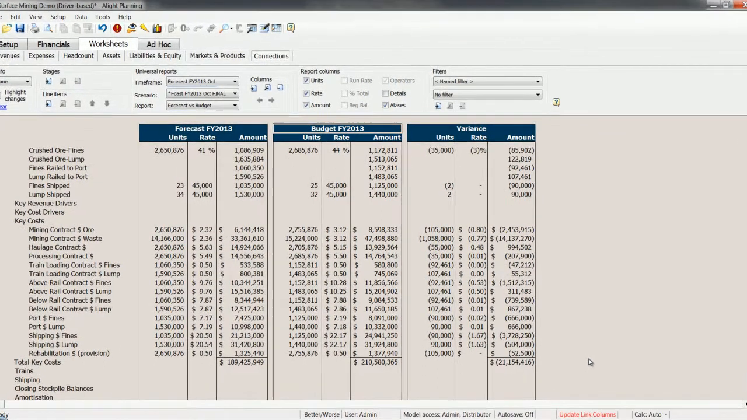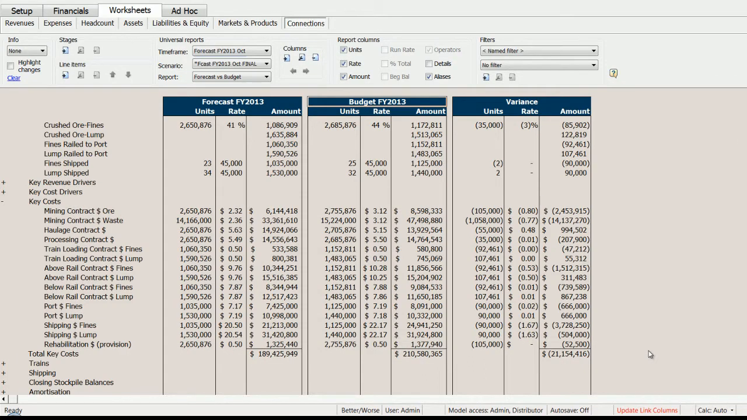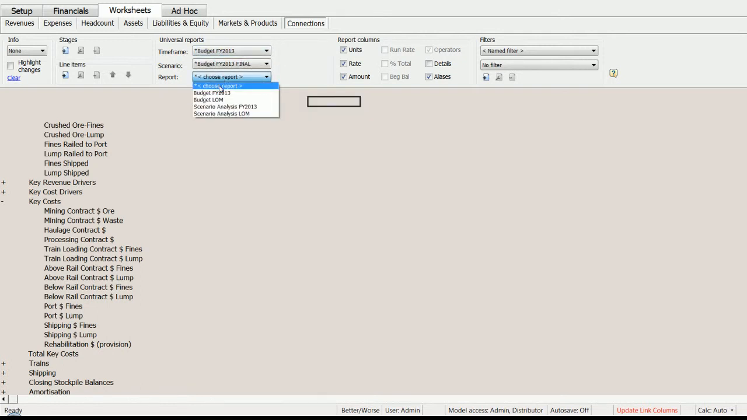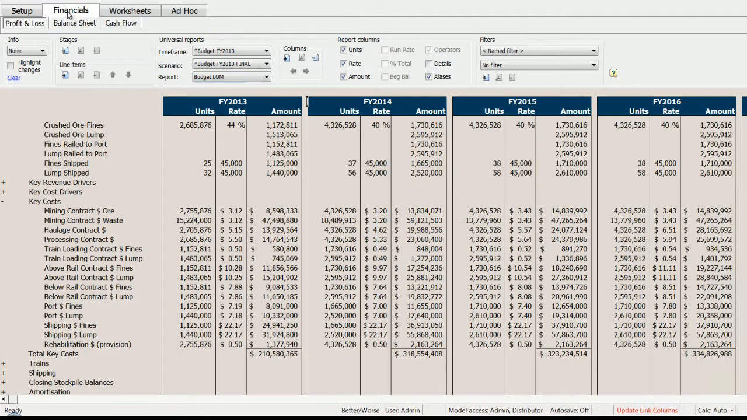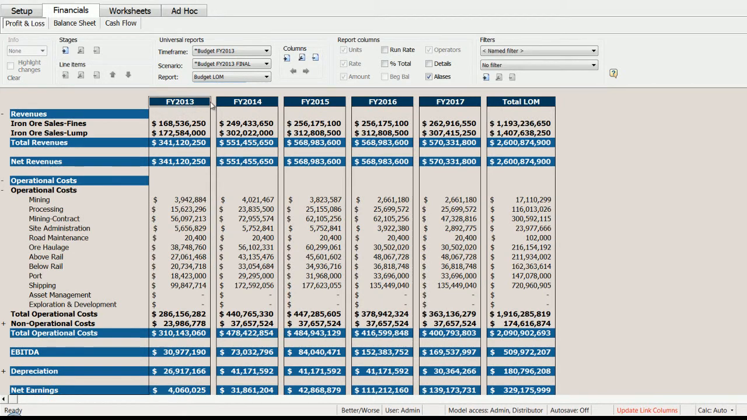As well as the short term, financial planning for mining also has, as we all know, a much longer term component, life of mine planning. Alight also enables this. If I return to my budget here, I can see that as well as my FY 2013 budget, I also had a life of mine budget. Again, if I switch to my financials, my P&L, I can see my life of mine budget for the 5 years of this mine.